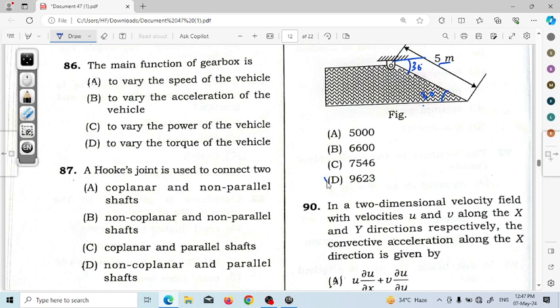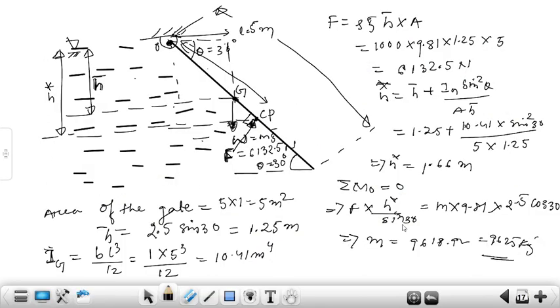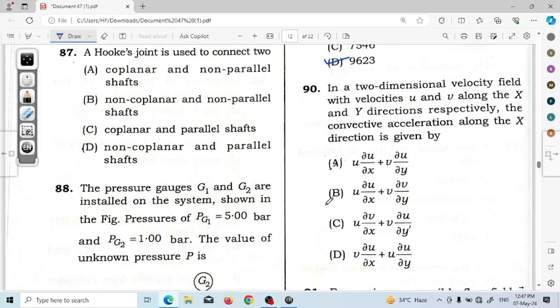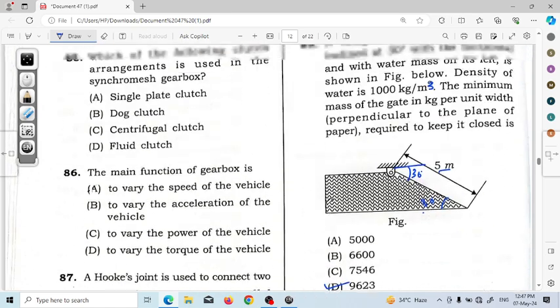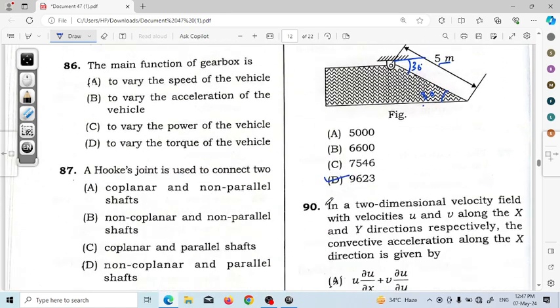So the right answer will be option D, 9623 kg. Option D will be the right answer for question number 89.